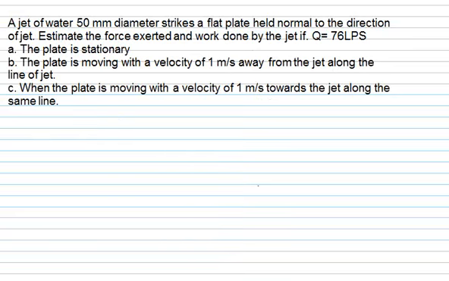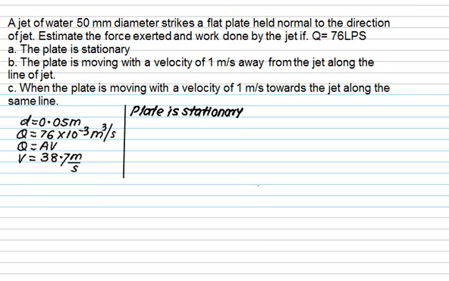A jet of water of 50 mm diameter strikes a flat plate held normal to the direction of the jet. Estimate the force exerted and work done by the jet if Q equals 76 liters per second. In the first case, the plate is stationary. If the plate is stationary, can we calculate m dot also? Okay, we'll calculate m dot later on. If the plate is stationary, m dot equals rho into a into v.